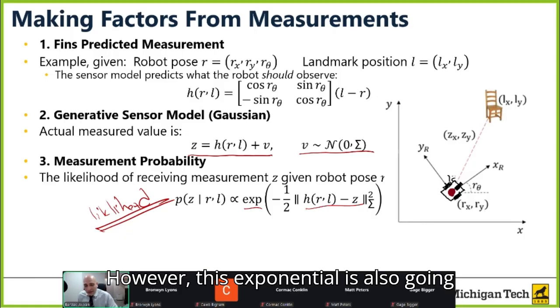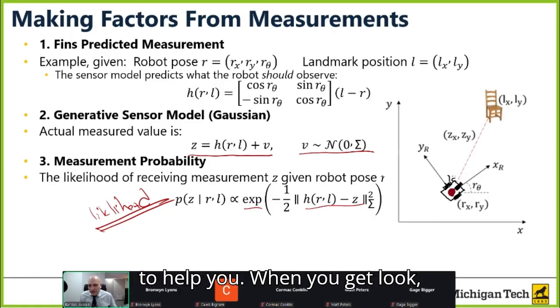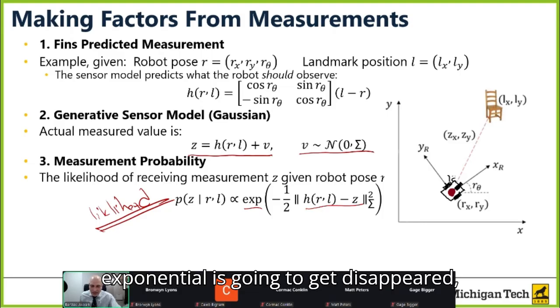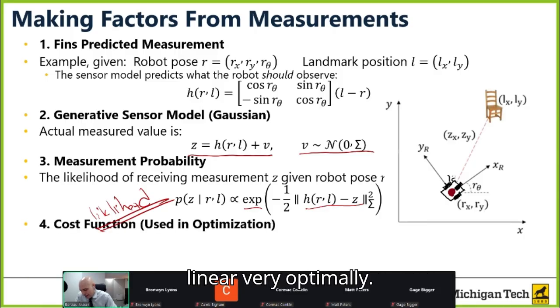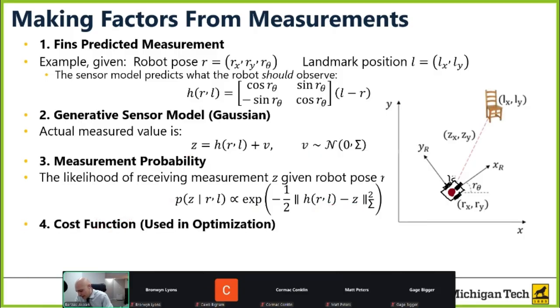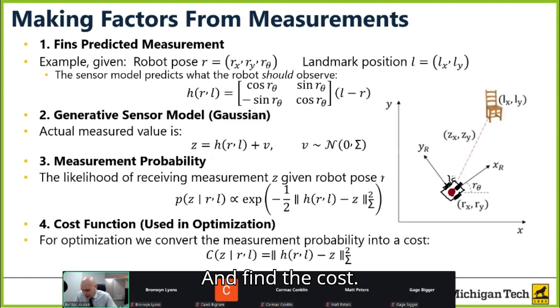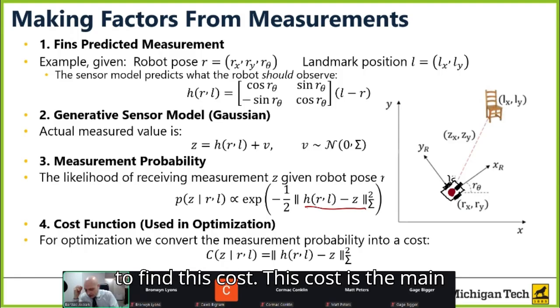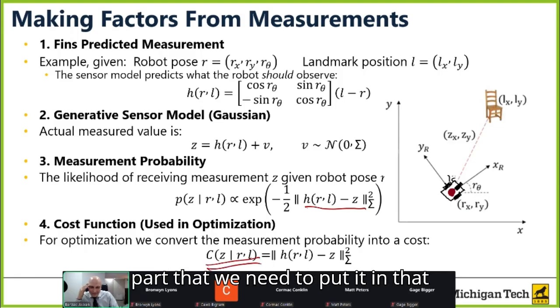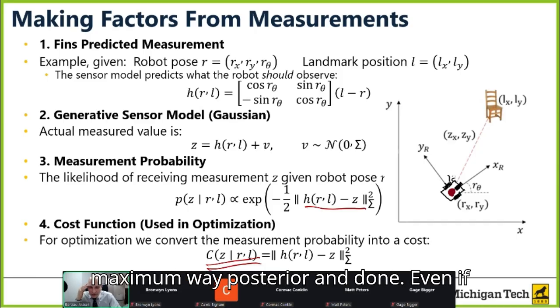However, this exponential also helps you, because when you take the log, the exponential disappears, and the maximum a posteriori problem changes to just a sum of squares problem, that can be solved linearly, very optimally. And find the cost. This is the cost part. So for each factor, we need to find this cost. This cost is the main part that we need to put in that maximum a posteriori, and done.